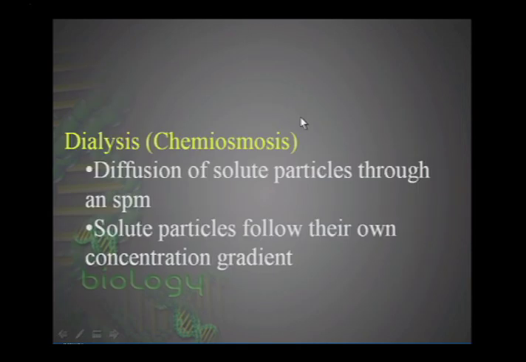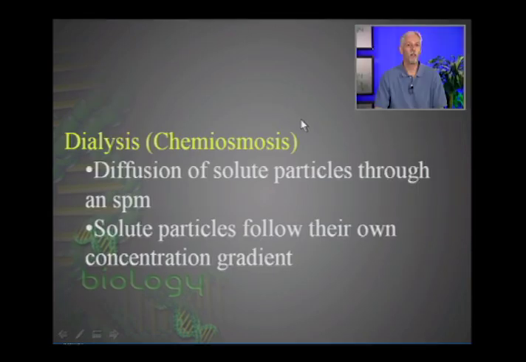Okay. Now, another special case of diffusion is dialysis, also called chemiosmosis. And this is diffusion of solute particles through a semipermeable membrane. And so solute particles, just as any other particle, will follow their concentration gradient when they diffuse.